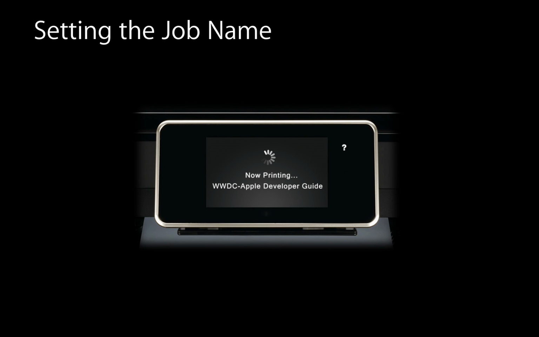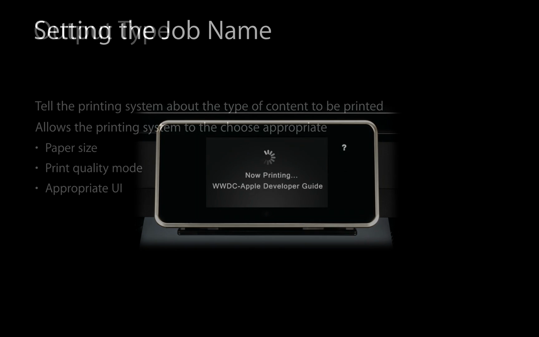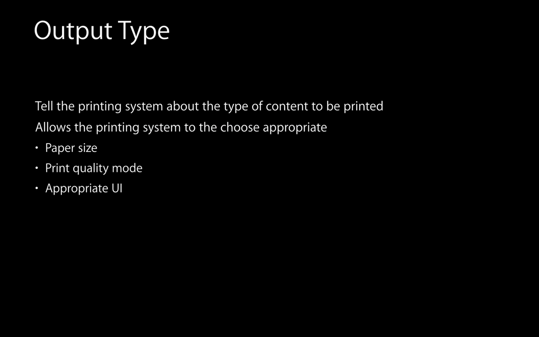So it needs to be really specific. If it's something generic like just "print job", that doesn't really help users identify which job is theirs. So it's really important to make sure this is as specific as possible. Next, we have output type. This just tells the printing system about the type of content that you're printing. It allows the printing system to make appropriate choices for paper size, the print quality mode, and we also make UI decisions about what to show for the UI based on output type.